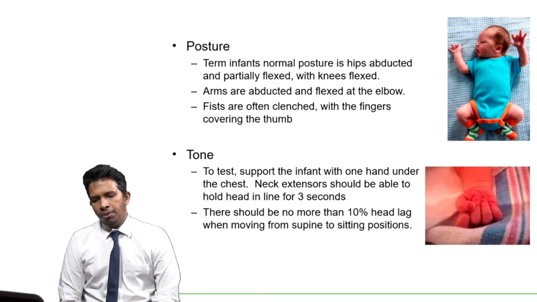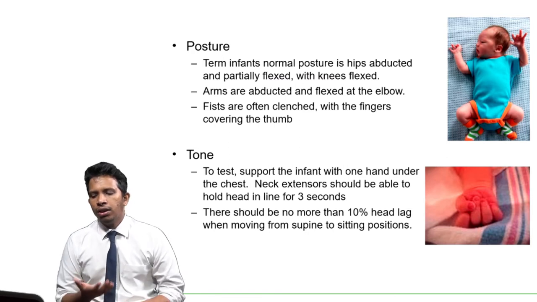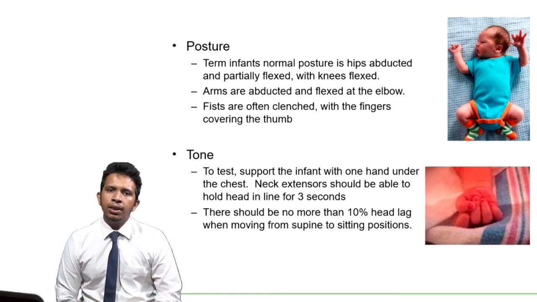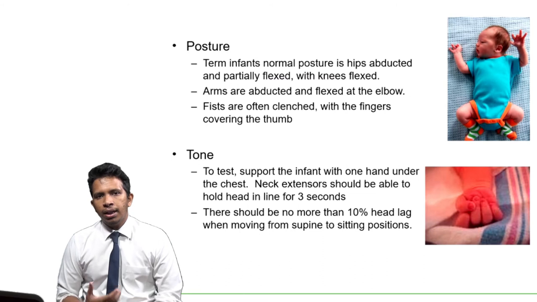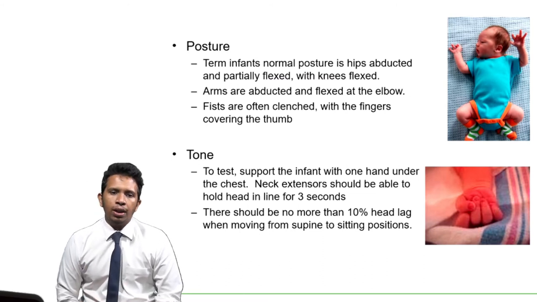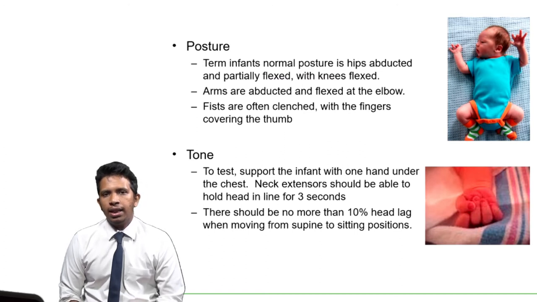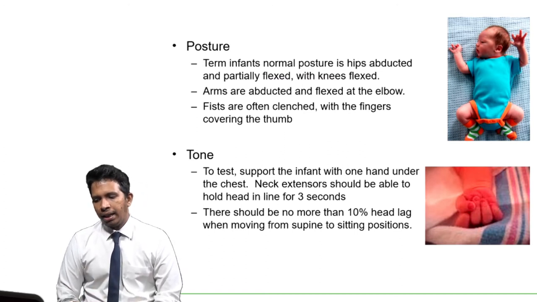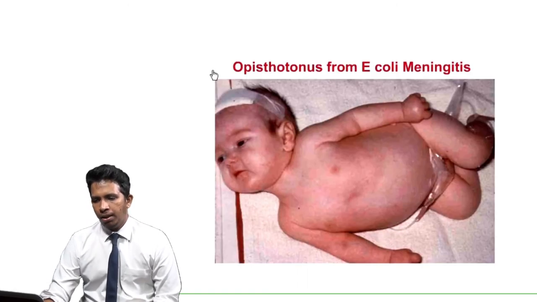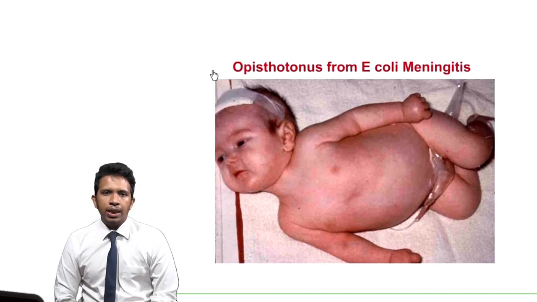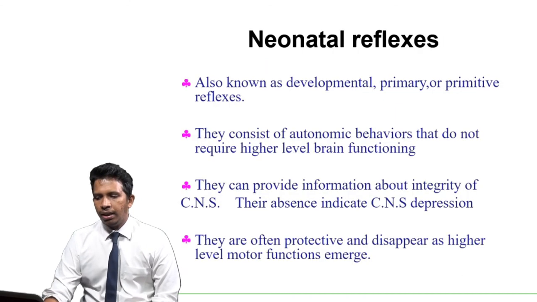This flexed posture is a very good indicator of the child being mature and healthy. For the tone, we have to support the infant in one hand under the chest, and the neck extensors should be able to hold the head in line for 3 seconds. So the baby's neck muscle should be able to hold the head in one place. It is normally done to test the tone. If the child has poor tone, the neck will be very floppy, and it should not have a head lag of more than 10%. This is what a hypotonic baby looks like. Increased tone can be seen in conditions like opisthotonus, which is seen in E. coli meningitis.